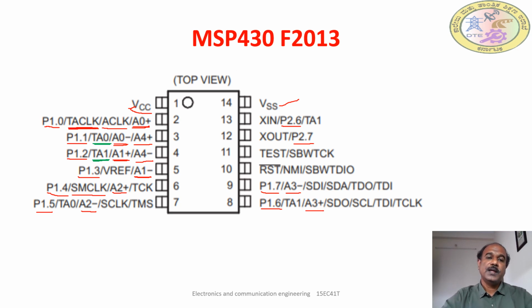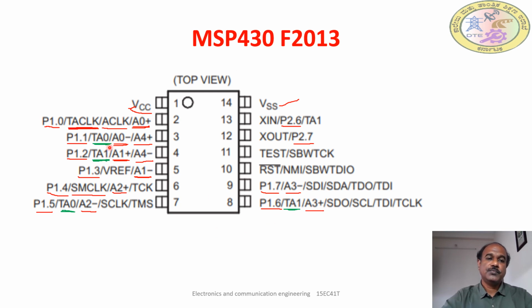Okay, so in the timer there are two functions available, one is the capture function and the other is the compare function. So these two pins can be used for either giving the capture input or for giving the compare output. These two are the pins TA0, TA1. As you can see here, this TA0 is available on this pin also, and this TA1 is available on this pin also.